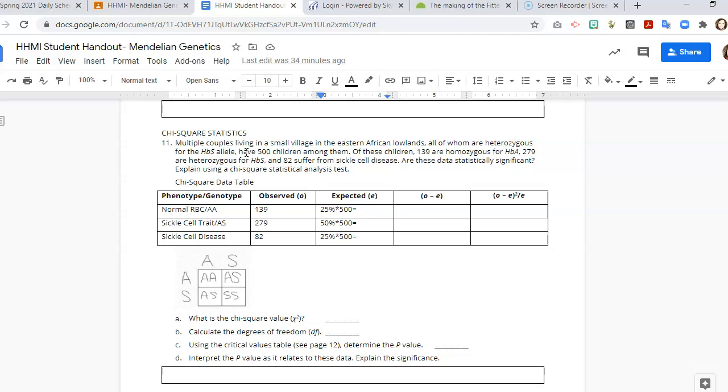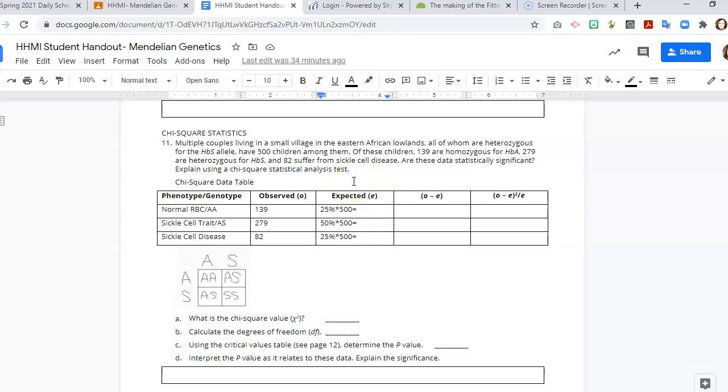So here's our situation. Multiple couples living in a small village in the eastern African lowlands, all of whom are heterozygous for the HBS allele, have 500 children among them. Of these children, 139 are homozygous for the HBA, 279 are heterozygous for HBS, and 82 suffer from sickle cell disease. Are these data statistically significant? Okay, so I would ultimately say we're going to analyze this data and decide whether it is normal expected or is something else acting upon this.